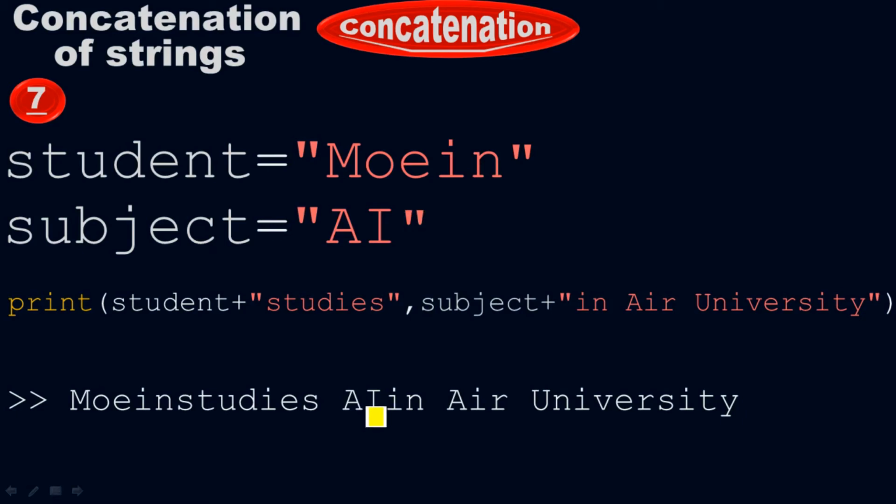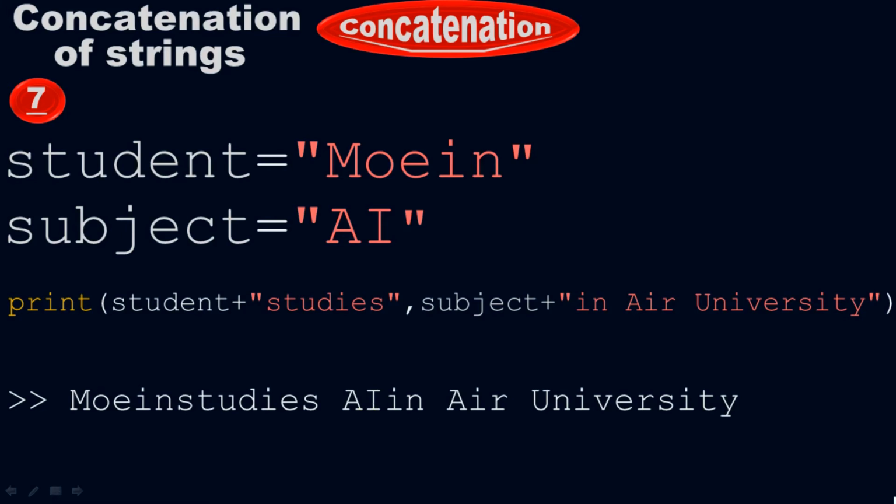AI, artificial intelligence. Now to concatenate the second variable, which is AI, with this expression, I'm going to enclose the whole expression inside the quotes. Therefore, I will get AI in Air University. But again, we have no space between AI and in. So we will apply exactly the same logic as we applied in example number 6 to make a space between Moein and also between AI and in.